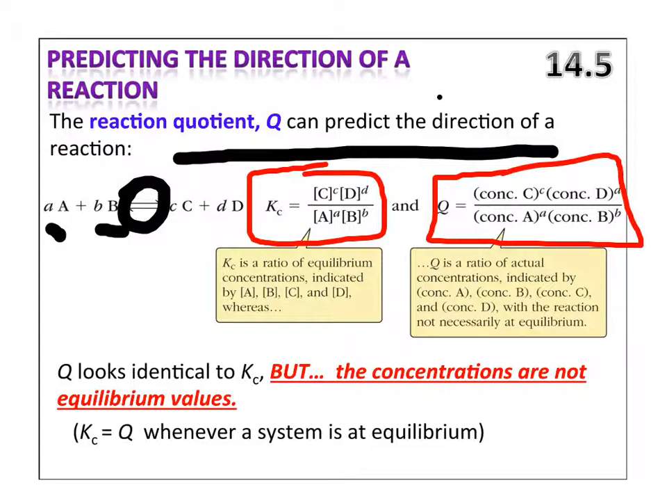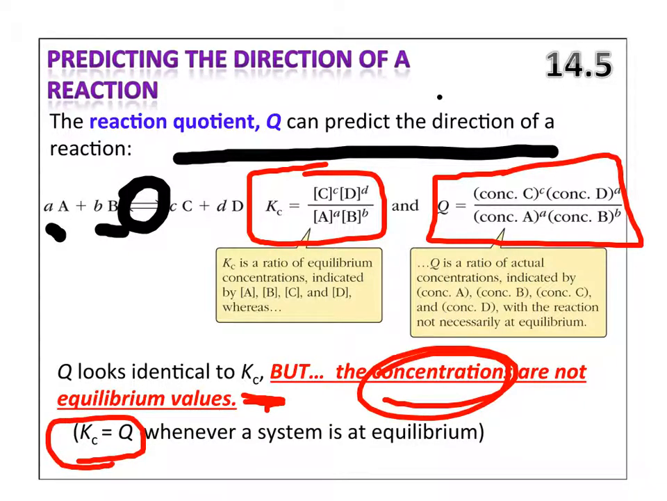Q looks the same. It is the concentration of products over reactants, but it's not the equilibrium concentration. It's just the regular molar concentration. So Q looks identical to your Kc value, but the concentrations are different, and also Q is going to be changing a lot, whereas Kc is a constant. So that's never going to change. And when they equal each other, then you know that you are at equilibrium.